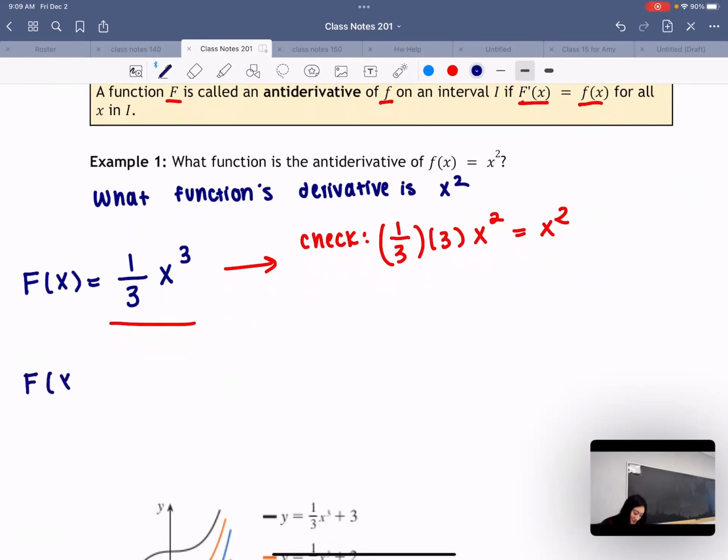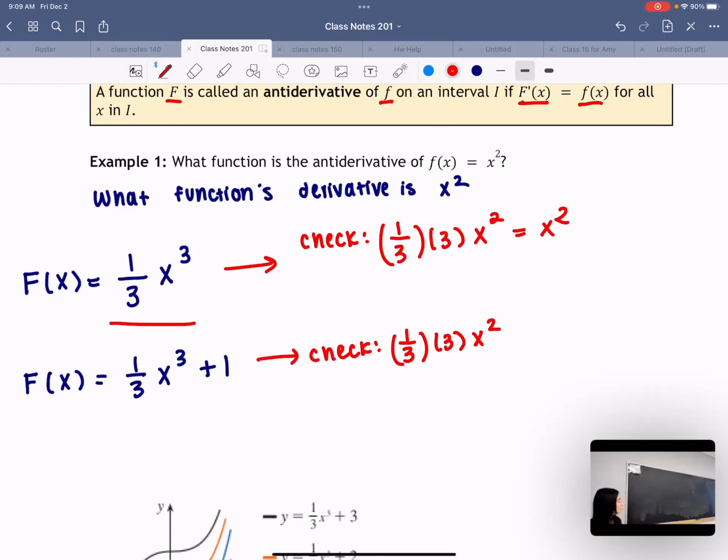How about this one? F of x equals 1/3 x cubed plus 1. Let's check to see if that has a derivative of x squared. If I took the derivative of this, it would be 1/3 times 3 x squared, and then the derivative of 1 is just 0. So the derivative of this function is also x squared. What's another function that's the antiderivative of x squared? Michael? Plus 5.